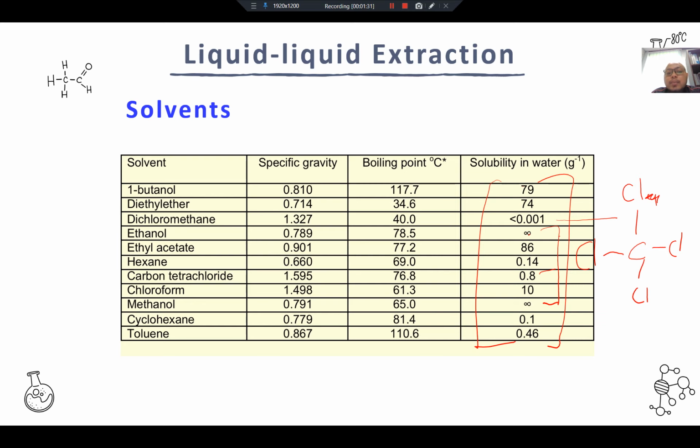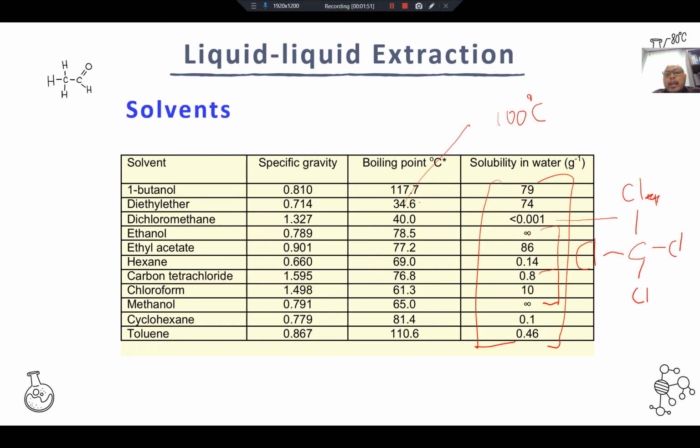Let's say for example you want to do the continuous liquid extraction, you can also use the boiling point. So let's say you want to extract using diethyl ether, it's not necessary for you to increase the temperature up to 100 degrees C. So it depends on the boiling point of the solvent.